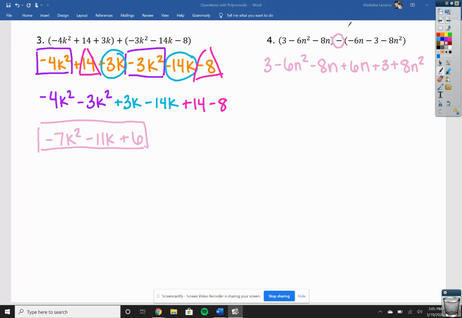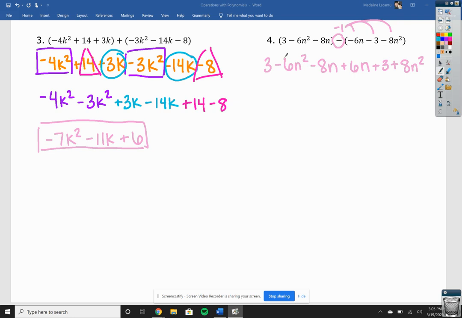And the reason why it changes, this right here is a negative 1. You're distributing, so it's negative 1 times a negative 6. Negative times a negative, that becomes the positive 6. Negative 1 times negative 3 becomes the positive 3. Negative 1 times negative 8 becomes the positive 8. So that's the whole reason why we're changing everything in that second parentheses. Now we just have to find our like terms.